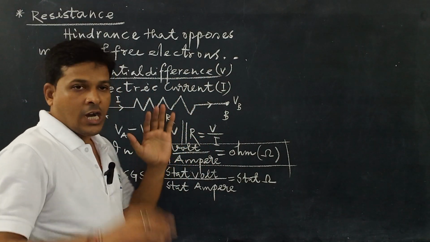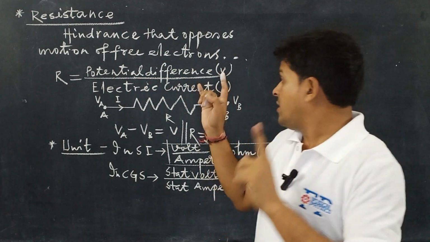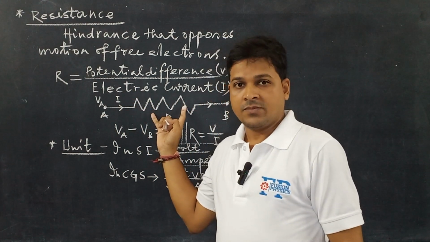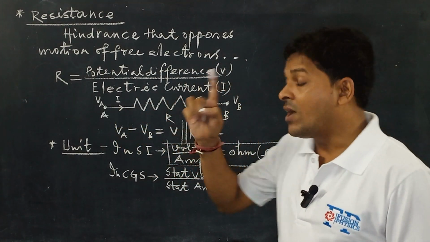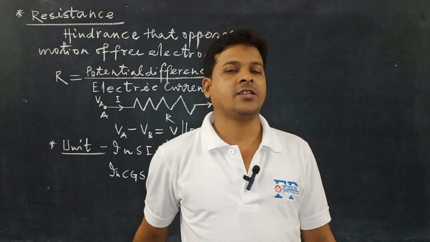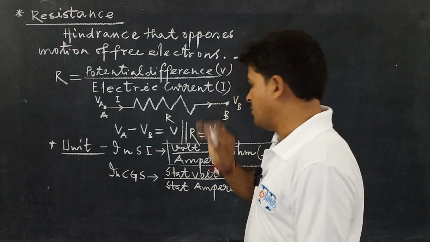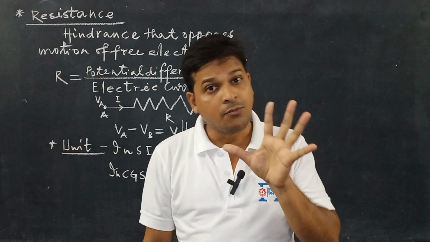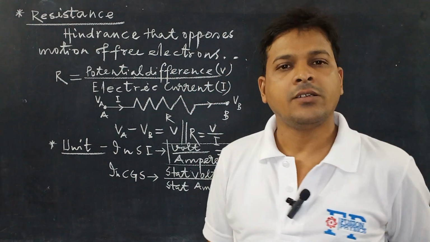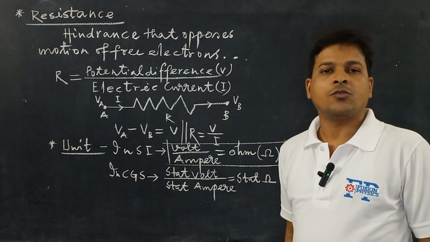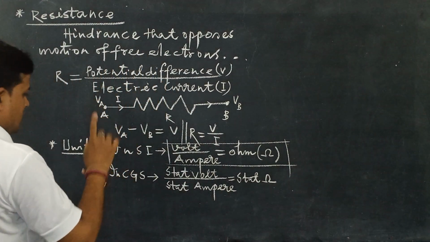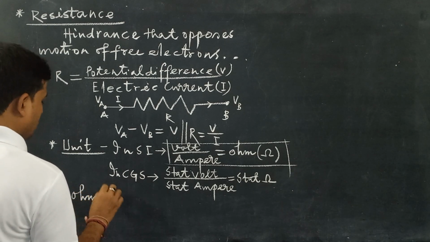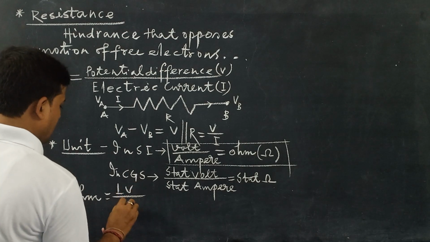Volt by ampere. How can you define this 1 ohm? If 1 volt potential difference is maintained across the two ends of the conductor, and electric current I, that is 1 ampere, flows through the conductor, then the resistance offered by the conductor is said to be 1 ohm. Very simply, 1 ohm is the resistance offered by a conductor having potential difference 1 volt when 1 ampere electric current passes through it. So 1 ohm is very simple. 1 ohm equals 1 volt by 1 ampere. This is 1 ohm, according to the name of the scientist.